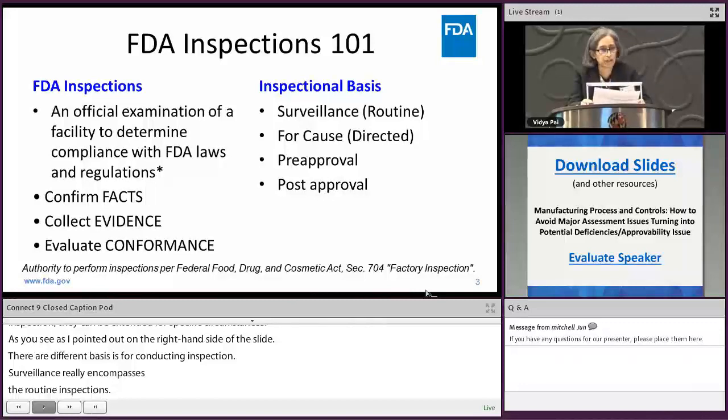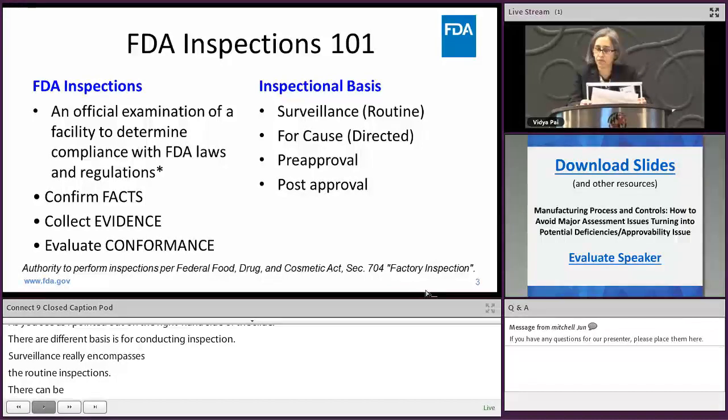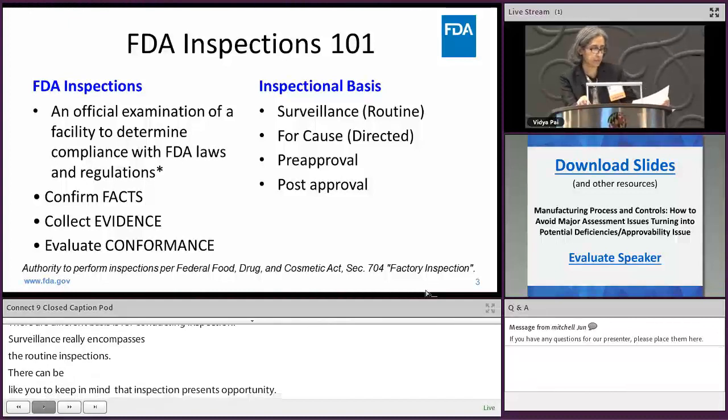Overall, what I'd like you to keep in mind is that an inspection presents an opportunity, kind of like your annual healthcare checkup or well visit. It establishes a baseline for confidence in your ability to make quality product. So really, you're our partner in supporting and establishing our confidence.